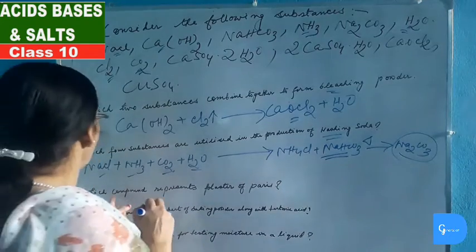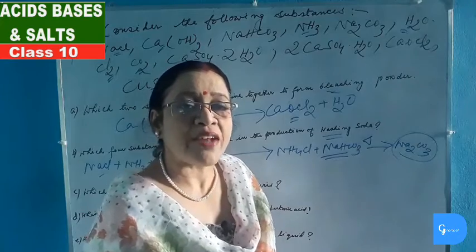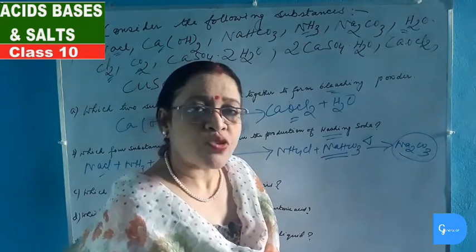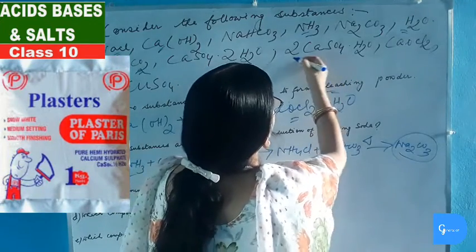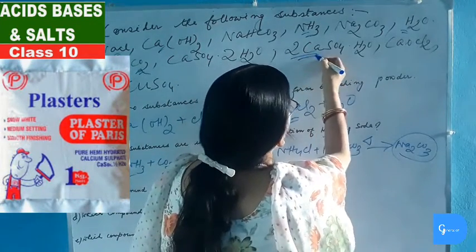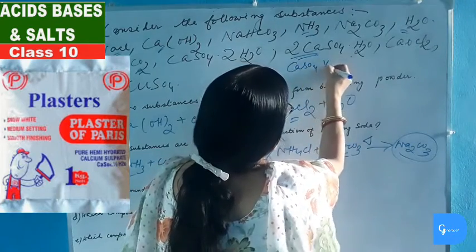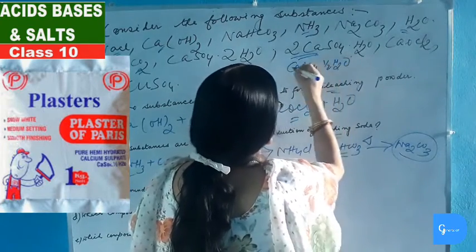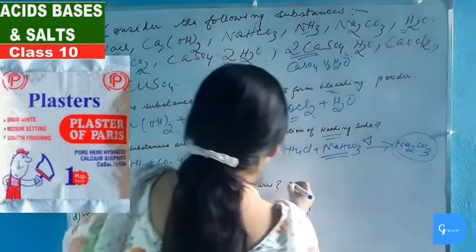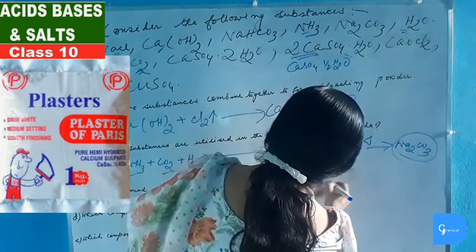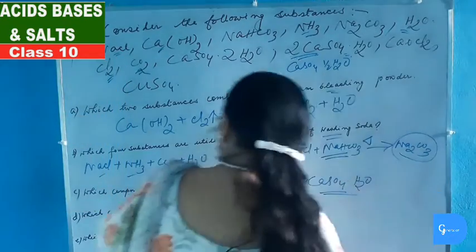Third question. Which compound represents plaster of Paris? Plaster of Paris is calcium sulfate hemihydrate, CaSO4.½H2O. But if we multiply the equation with 2, we get this equation, 2CaSO4.H2O. So CaSO4.½H2O and 2CaSO4.H2O are same. So this is plaster of Paris. We will write 2CaSO4.H2O. This is plaster of Paris.